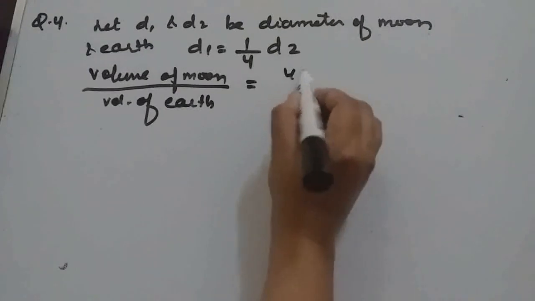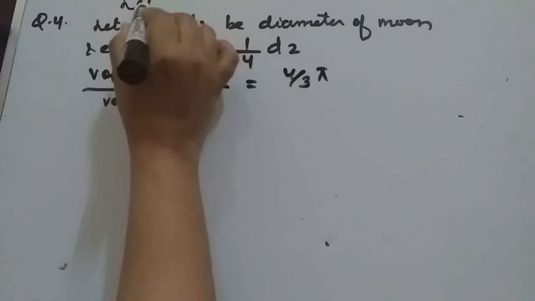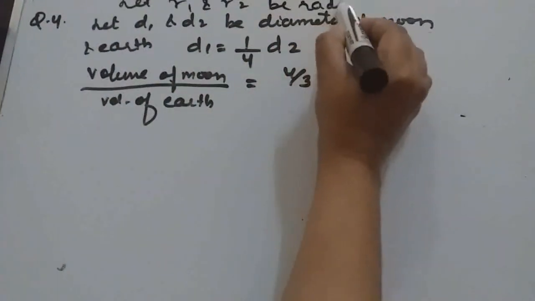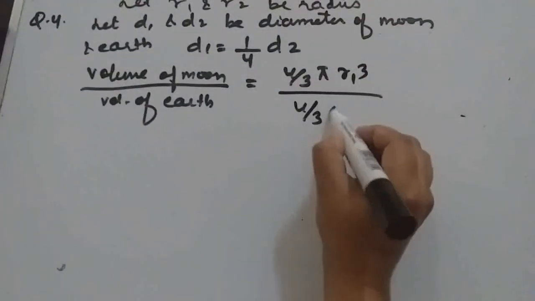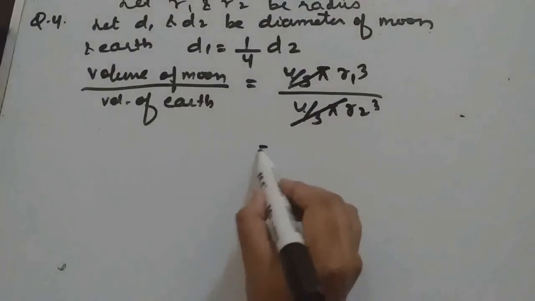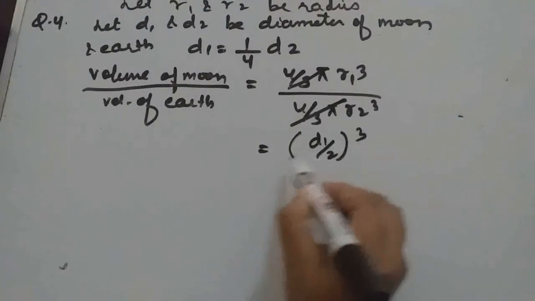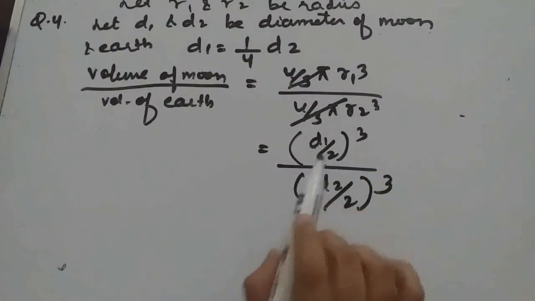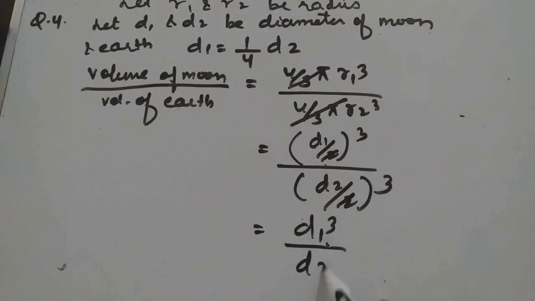Okay, we know the formula is 4/3 π. Suppose we let R1 and R2 be the radii. So 4/3 πR1³ over 4/3 πR2³. Okay, so these two will get cancelled. Now R1³ and R2³. R1 we know is (D1/2)³ and R2 is (D2/2)³, isn't it? Radius is half of diameter. So this 2 also will go. That means D1³ by D2³.